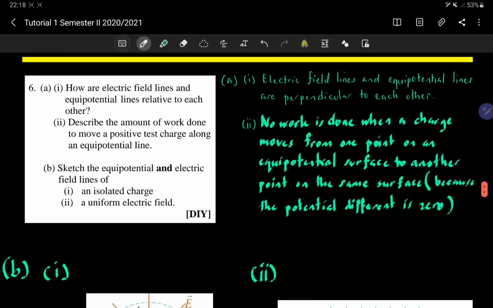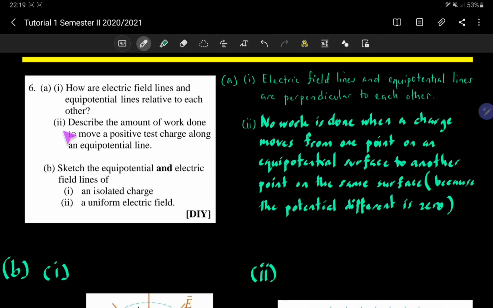Seems like we are talking about explanation. The question is conceptual, so we need to explain using a short sentence. We don't have to explain details. For question number 6a1, the question is, how are electric field lines and equipotential lines relative to each other? To answer this, we need to know how the diagram looks. I'll leave it first.